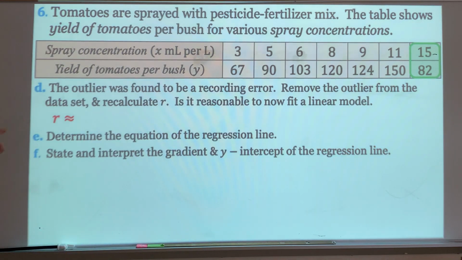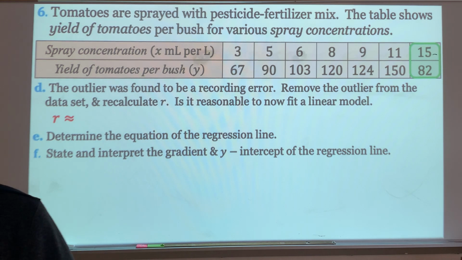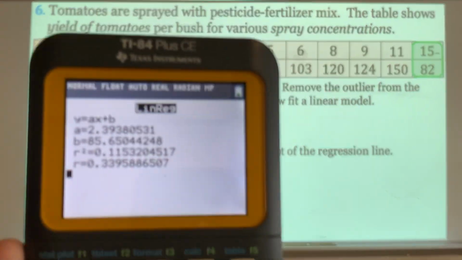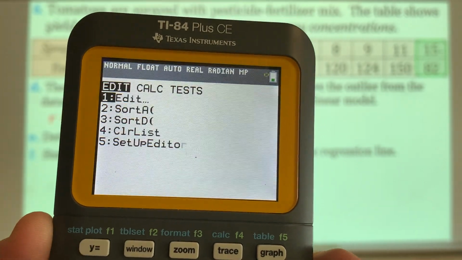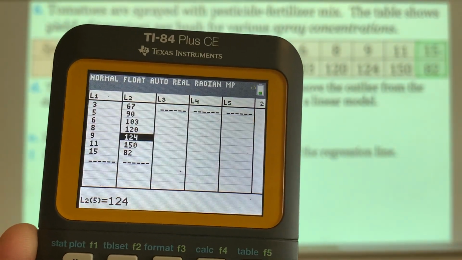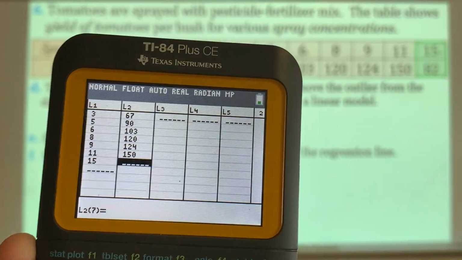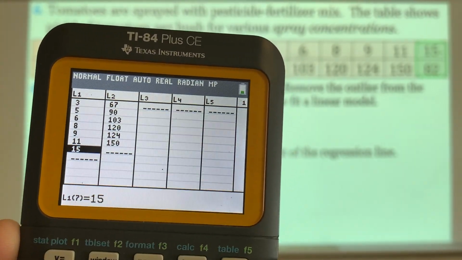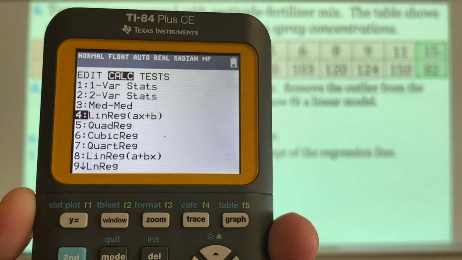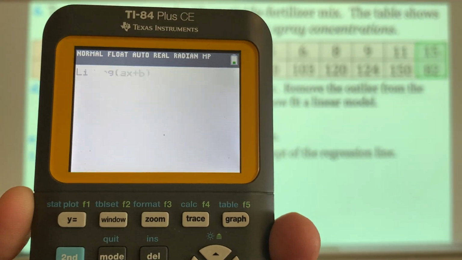So, the outlier was found to be a recording error. So they messed up. It wasn't an actual recording from the data set. So we're going to recalculate R by deleting that. We still have our page on from before. We didn't touch anything. We're not going to go crazy. We're going to stat edit, just edit our list, and delete the 15 and the 82. So delete the 82. Delete the 15, and then I'm going to go to Stat, Calc. I'm going to recalculate my linear regression line.